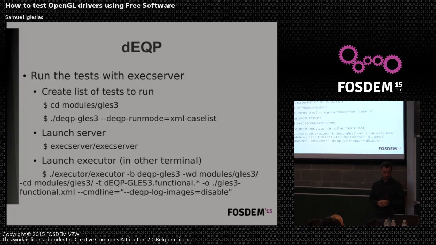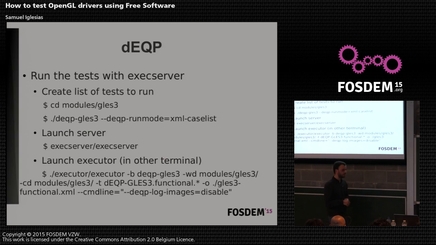Then you have two ways of running the tests. The first one is using the execution server. The first step to use the execution server is to create the list of tests that you want to run. For that, you enter the corresponding module that you want to test, for example in this case OpenGL ES 3.0. With this command, you create a file that lists all of the tests that are going to run.